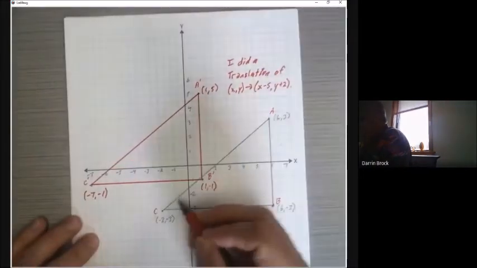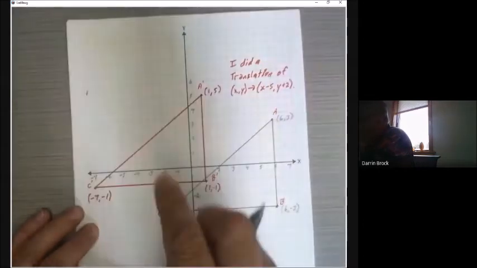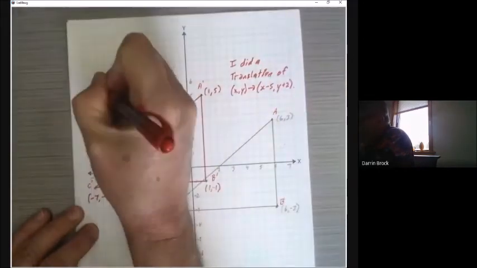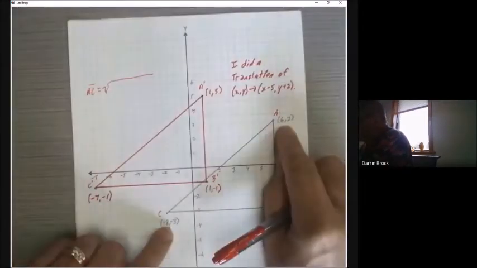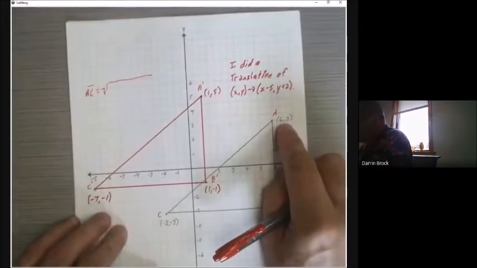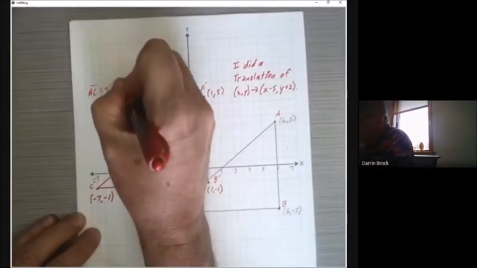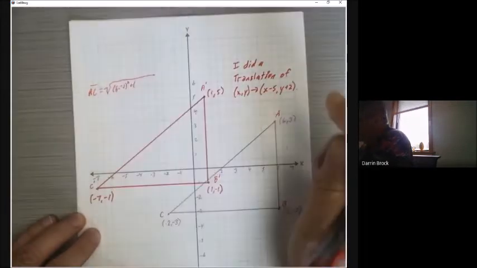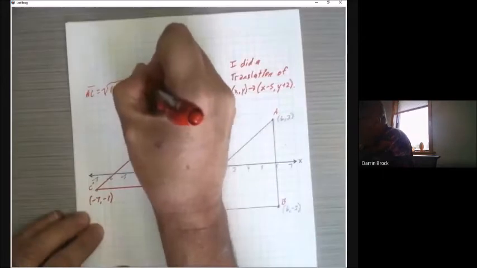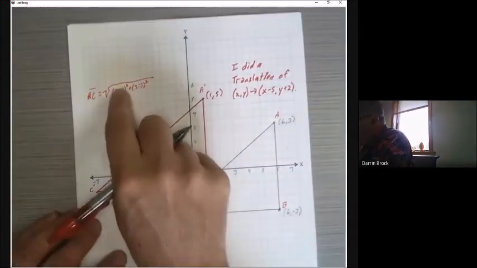the hypotenuse. All right, so A to C, so this is line AC is equal to the square root of X, I'm going to make this my x1. So 6 minus -2 squared plus 3 minus -3 squared. Okay, so what is 6 minus -2?